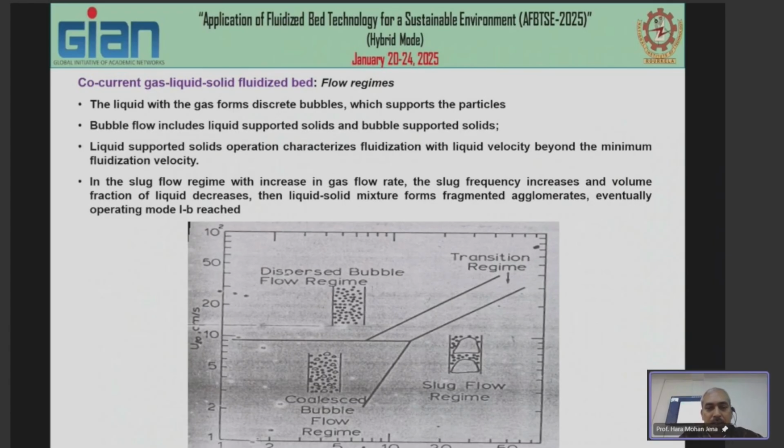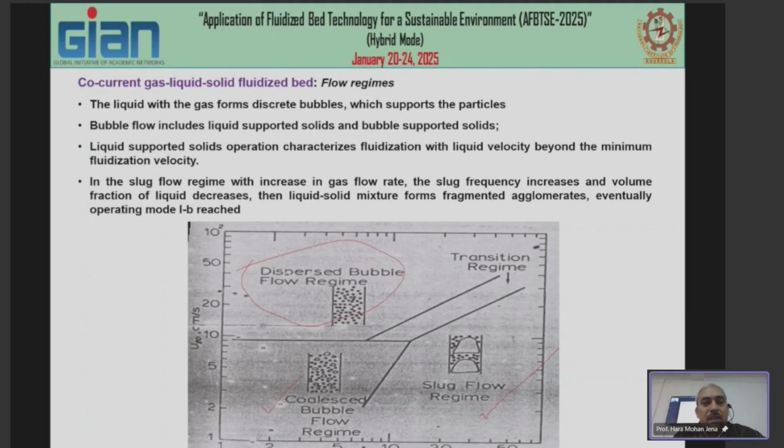So the different types of flow regimes we get are shown in this plot. On the abscissa you see the gas velocity, and on the ordinate the liquid velocity. At low liquid and gas velocity there is the coalesced bubble flow regime. For low to moderate gas velocity but high liquid velocity, we get the dispersed bubble flow regime. And for high gas velocity and low liquid velocity we get the slug flow regime.